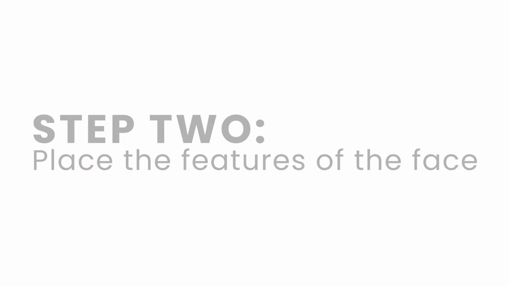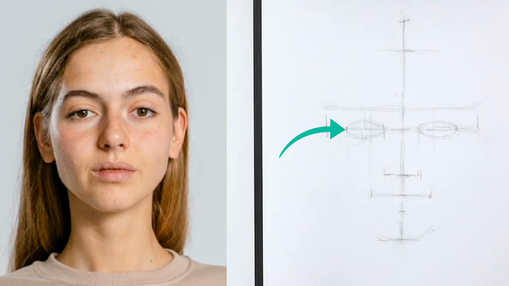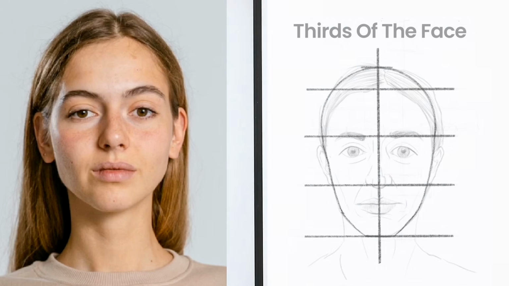The next step in drawing a portrait is to find the placement of the features of the face. Where do the eyes, the nose, and the mouth go? And this is a really important step because it sets up the correct proportions. To do this, we're going to use something called the thirds of the face. But first, before we put in the thirds of the face, we need to figure out where the eyebrows go, and you'll see why soon.